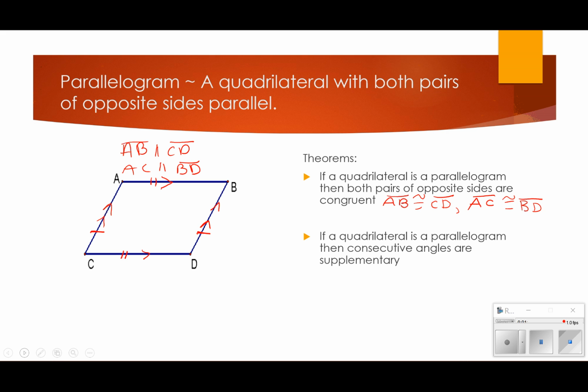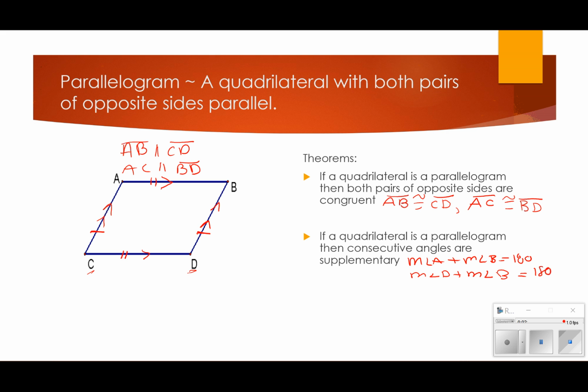Okay. Now another theorem, if a quadrilateral is a parallelogram, the consecutive angles are supplementary. Remember, consecutive angles mean next to each other. So A and B are consecutive angles. So basically, the measure of angle A plus the measure of angle B is 180 degrees. And I can just go right around the parallelogram. The measure of angle D plus the measure of angle B equals 180 degrees. D plus C is 180, and C plus A is 180.